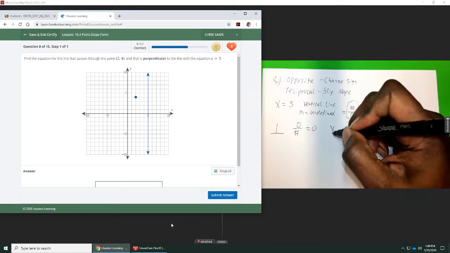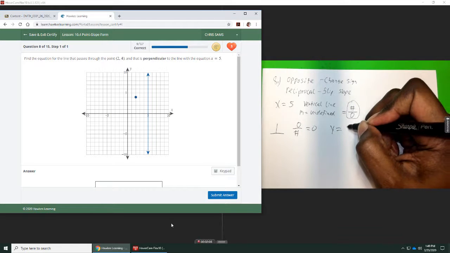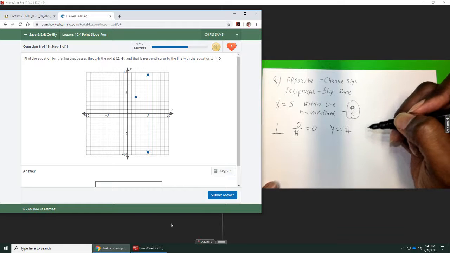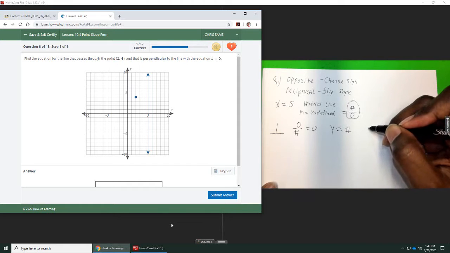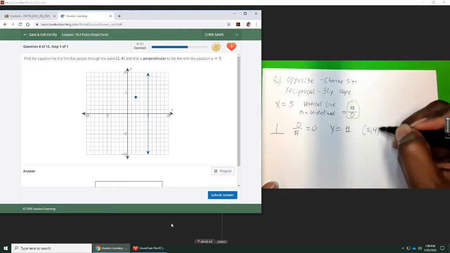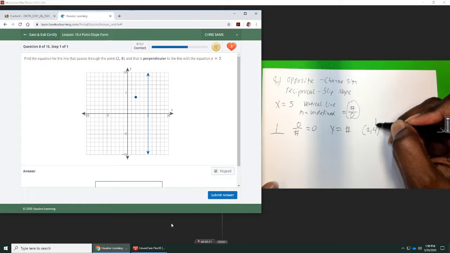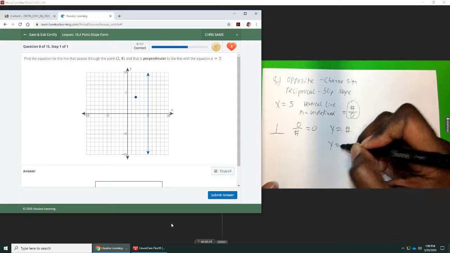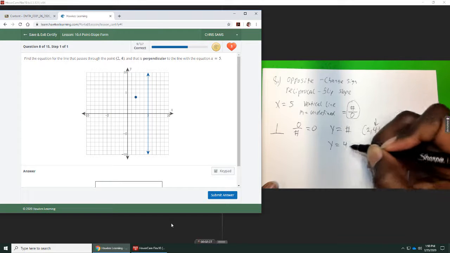And when I have 0 slope, I know I have a y equals some number equation. Well, y has to go through the point (2, 4). And if y is going to be equal to some number and it has to go through this point, then y is just going to be equal to 4. It has to go through that point (2, 4). It has to equal 4.